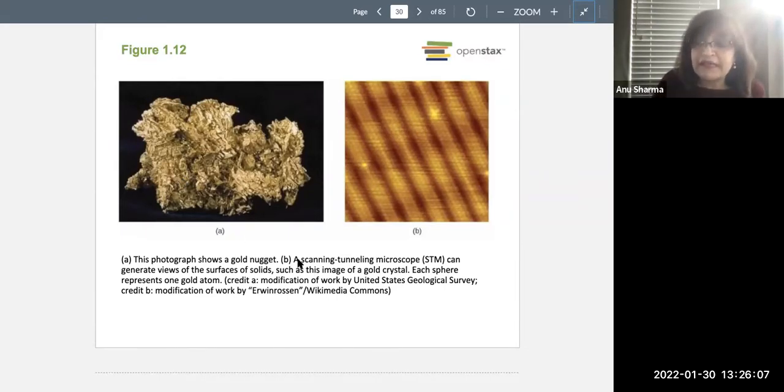Now we have an advanced technique, the scanning tunneling microscope, the STM, that can generate views of the surface of solids, such as the image of gold crystals. So here, for example, is a gold crystal, as you would see it with your naked eye, the golden nugget. But if you put it in the scanning tunneling microscope, this is how the gold looks. And these small, round pieces, these are the atoms.